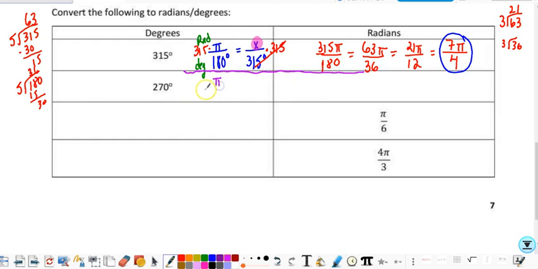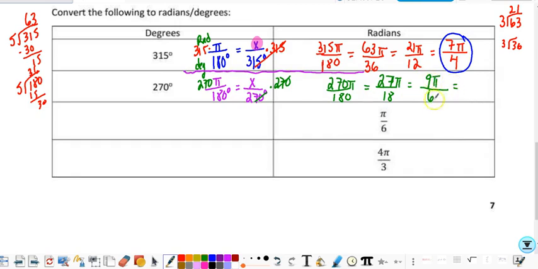I have pi radians to 180 degrees equals some amount of radians to 270 degrees. I'm going to multiply both sides by 270. So we get 270 pi over 180. Well, I can divide both of these by 10 to get 27 pi over 18. Oh, 27 and 18, those divide by 3. 9 pi over 6. 9 and 6, those divide by 3. And we get 3 pi over 2.